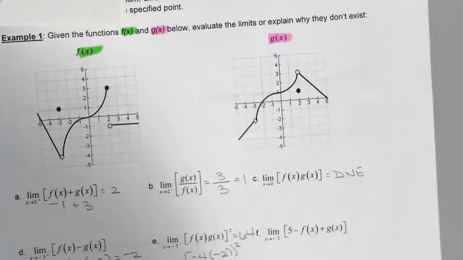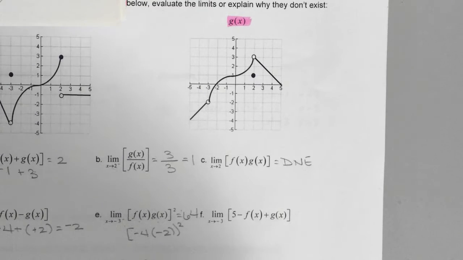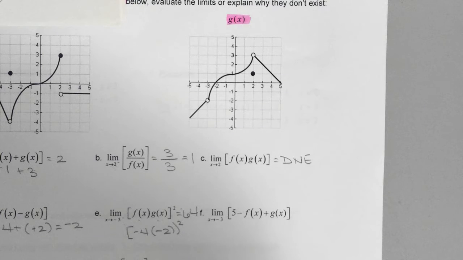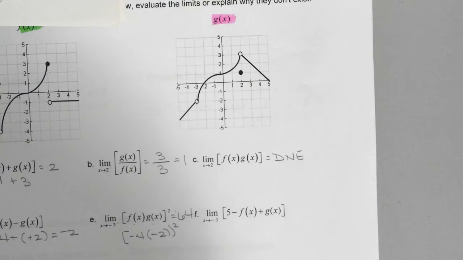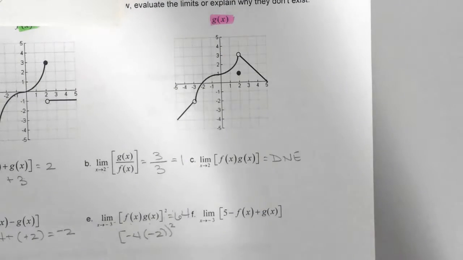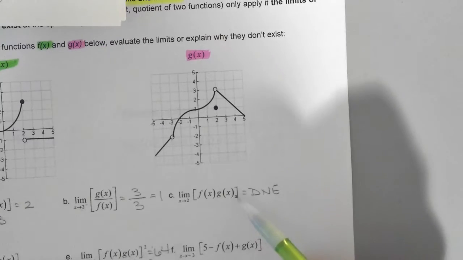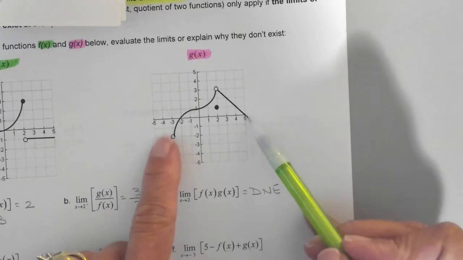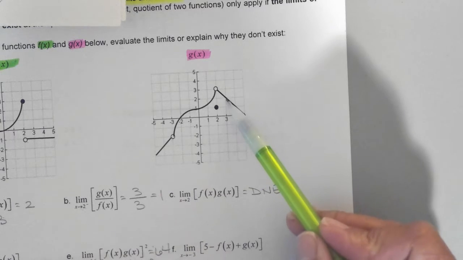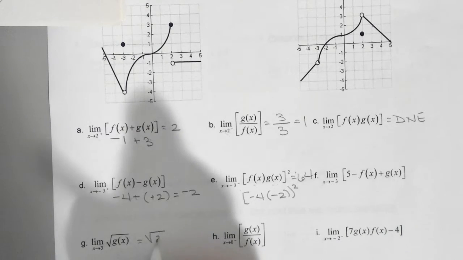Okay, so the limit as x approaches 3 from both sides, because we're evaluating a limit overall of g of x. Okay, so here I'm approaching 3. What's my answer? 2. So this answer is just the square root of 2.